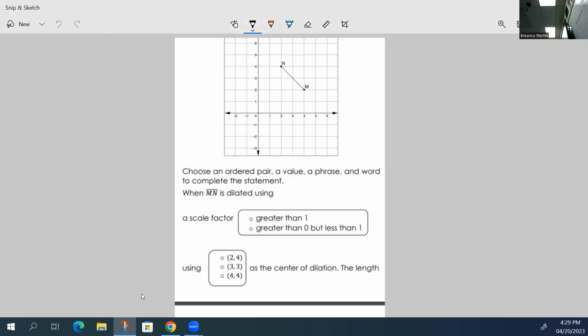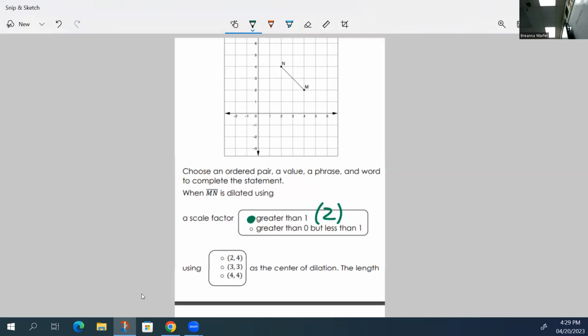Okay, so the first one on packet 3 has a lot of answer choices that you can put together to be correct. There's not just one answer choice. It says choose an ordered pair, value, a phrase, and a word to complete the statement. You are just trying to make a complete sentence with everything you fill in, so there is more than one series of correct answers. I like to pick greater than 1 because I automatically think 2. They don't give you a number, but we're going to use that to help us.